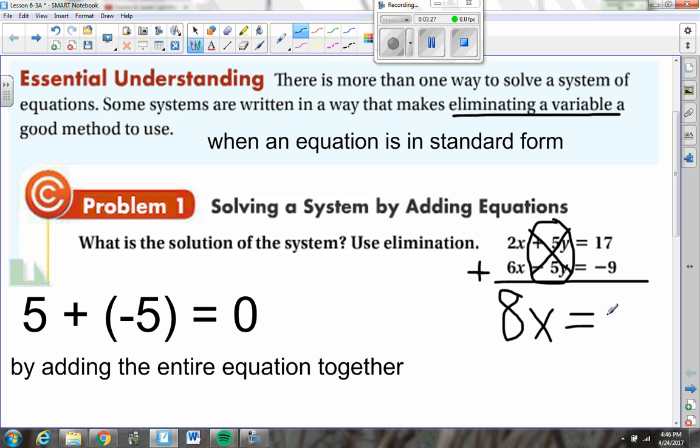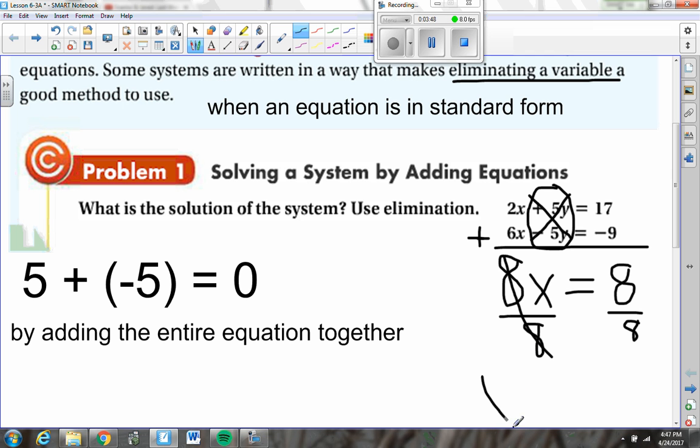And then the other side of my equal sign, which is the only thing that's left, 17 plus a negative 9 gives me 8 on the other side as well. Now that I have eliminated my y variables, it's very easy to solve for x. I just divide away the 8, and I get that x is equal to 1.